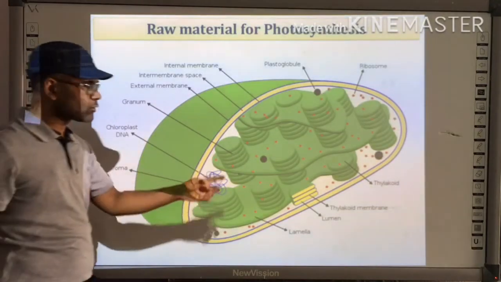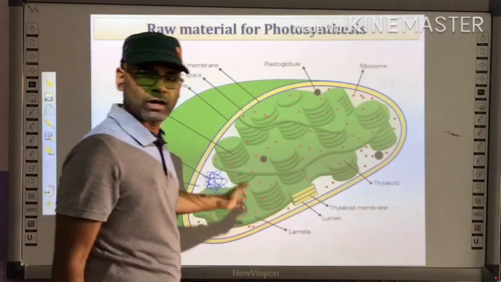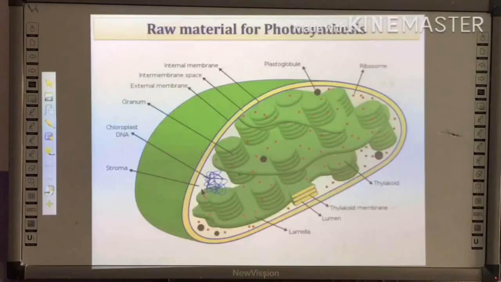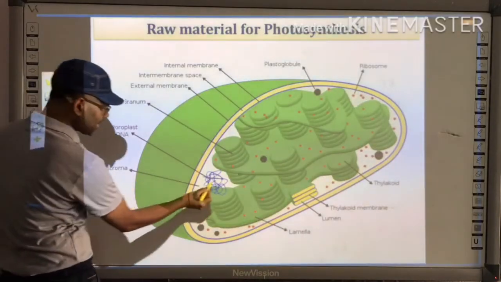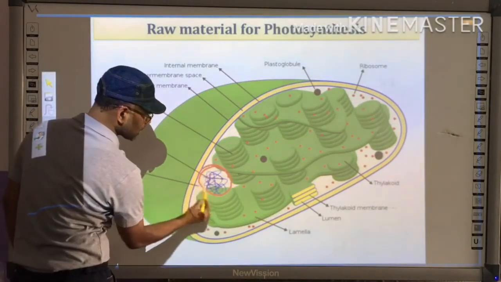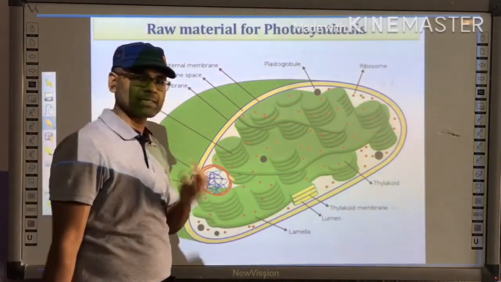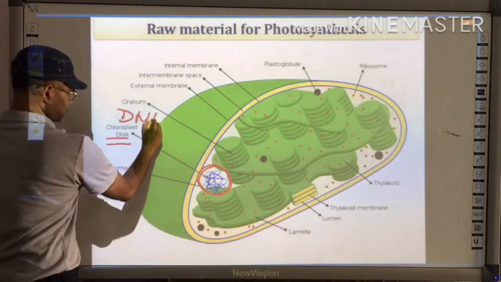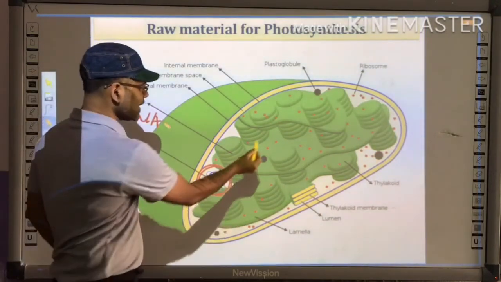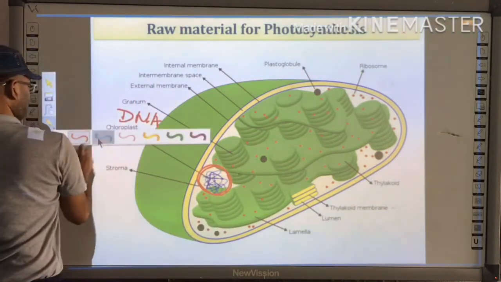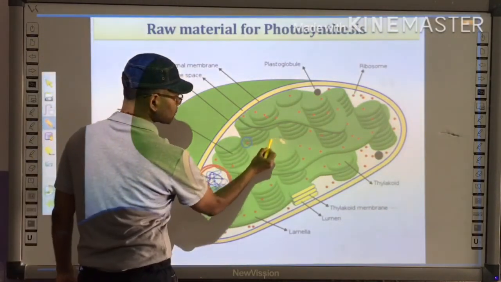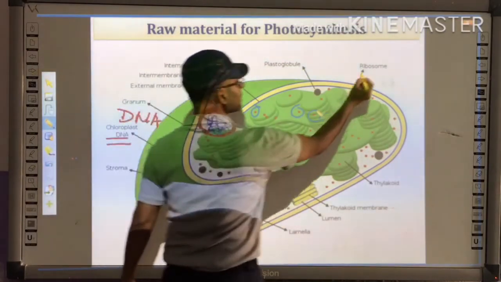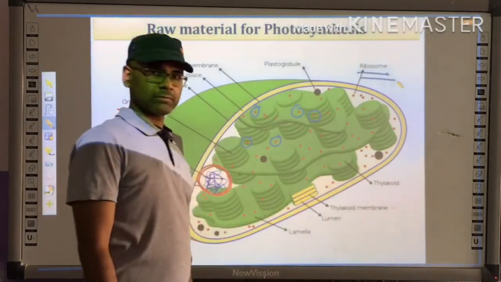Right, so one more structure I forgot to highlight here. Two more structures, and those are the thread-like structures, which you can see here, blue color thread-like structures. These thread-like structures are nothing but the chloroplast DNA. Okay, and the red color dots which you can see are nothing but ribosomes.